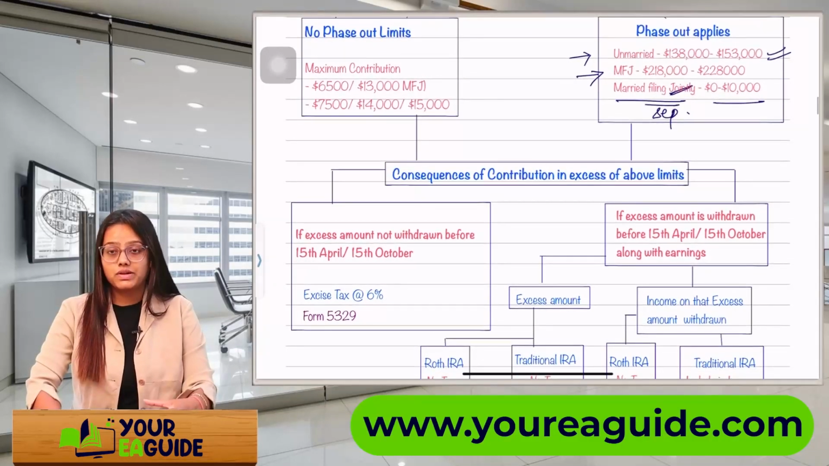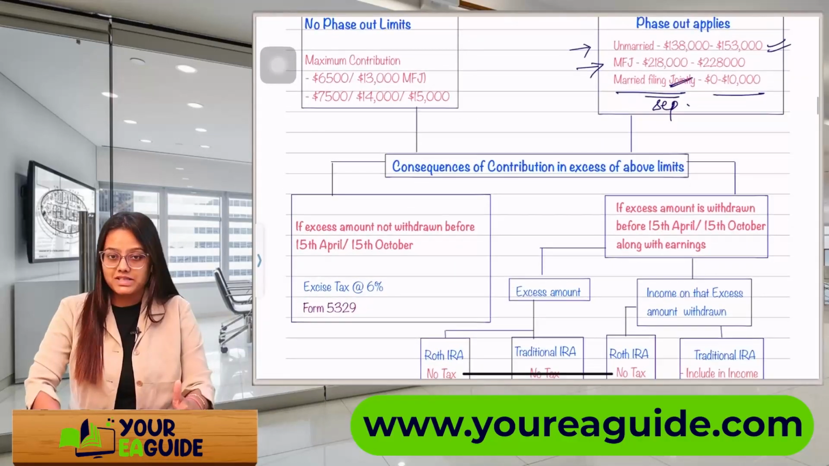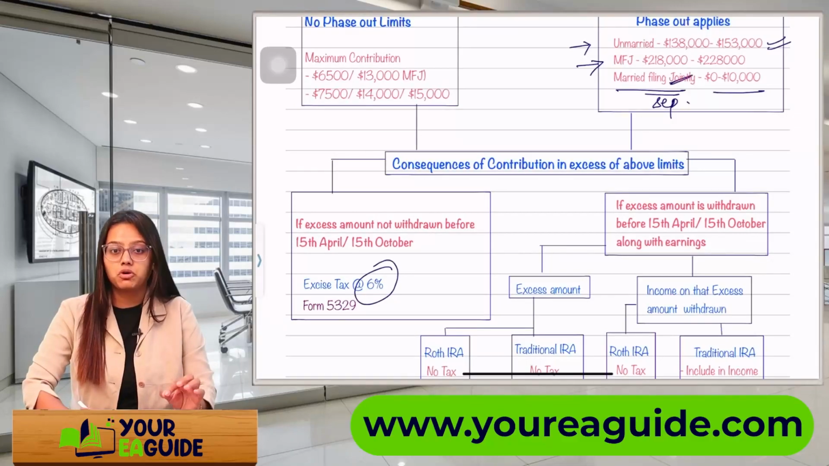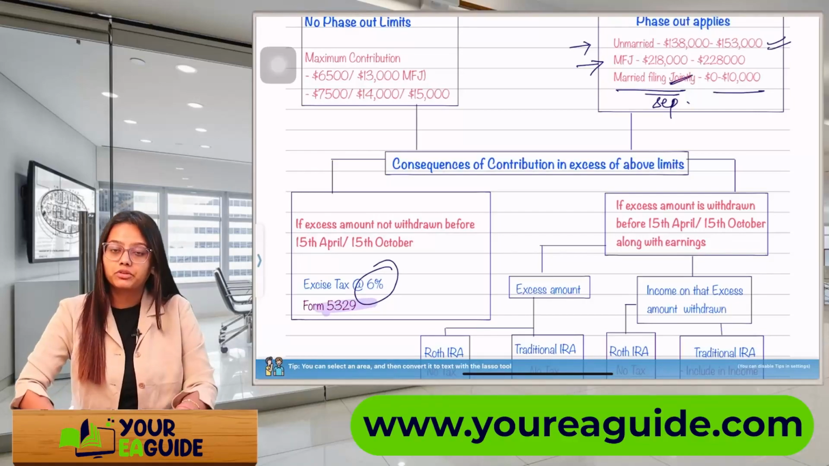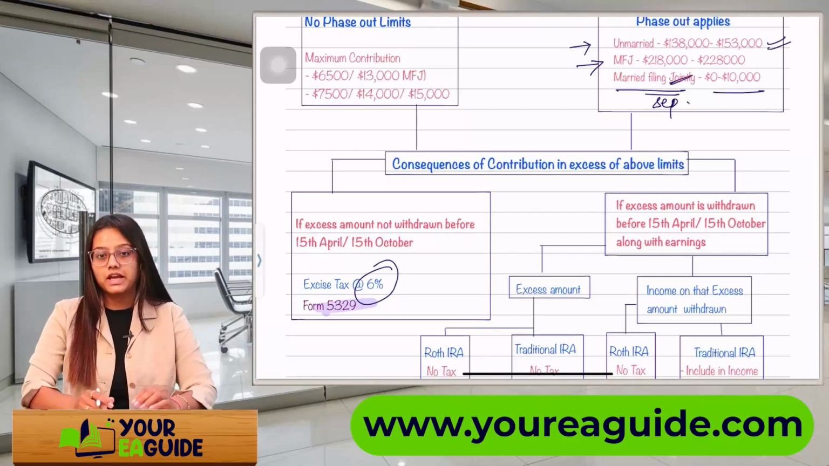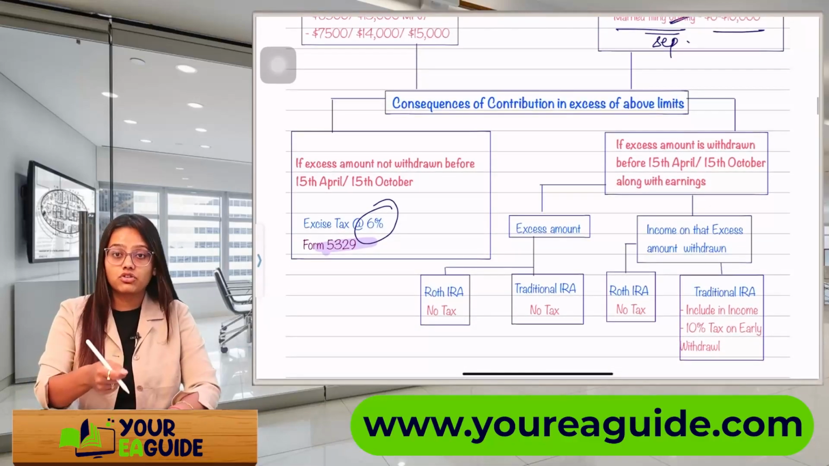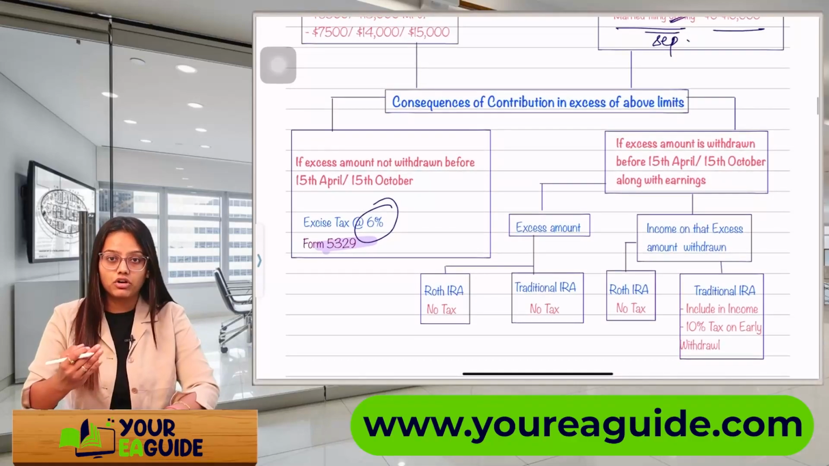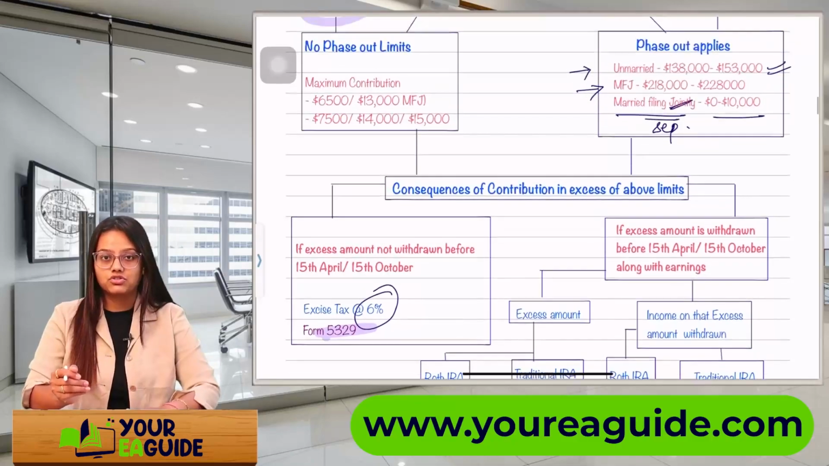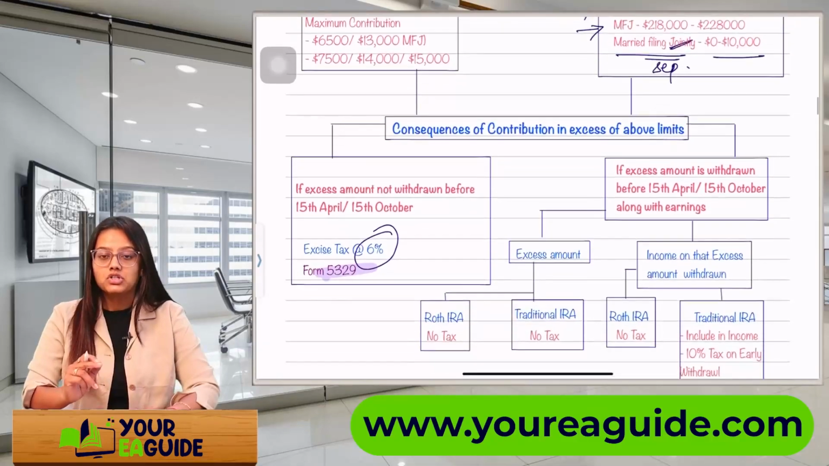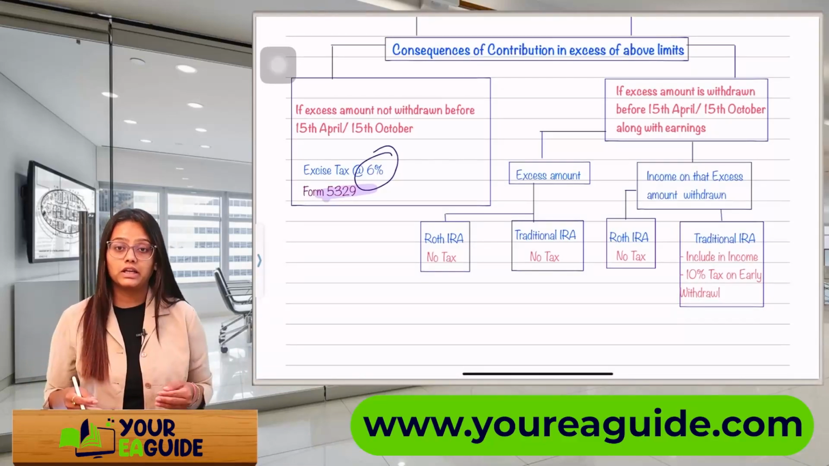What are the consequences if you contribute more than the amount specified above? You will have to pay an excise tax of 6% along with filing Form 5329. But let's say you want to save yourself from the penalties, so you have an option. You can take the extra contribution as a withdrawal. You can withdraw the amount from your Roth or from traditional, wherever you have contributed extra as compared to the above limits.